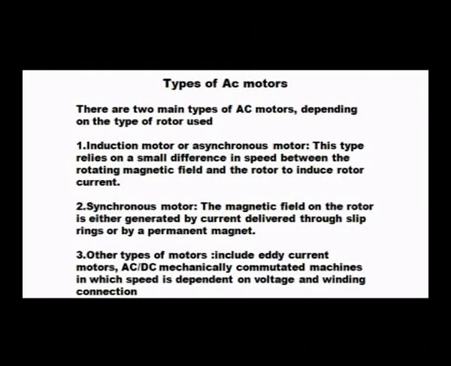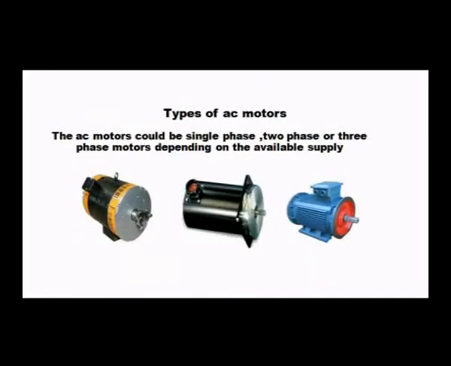So these are the two main types of the AC motors, that is the induction motor as well as the synchronous motor. There is a third type, and the different types of motors will be considered as other types of motors. They include eddy current motors, AC or DC mechanically commutated machines. So we can say that there are three different types of motors, namely induction motor, synchronous motor and the other types of motors. The different types of motors are shown in this diagram.